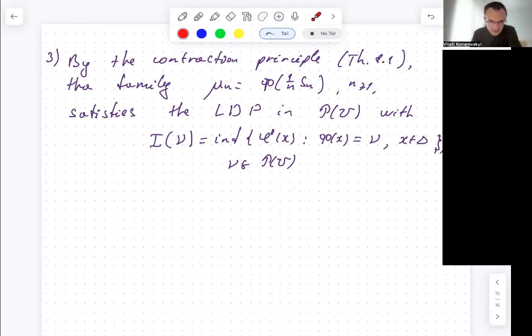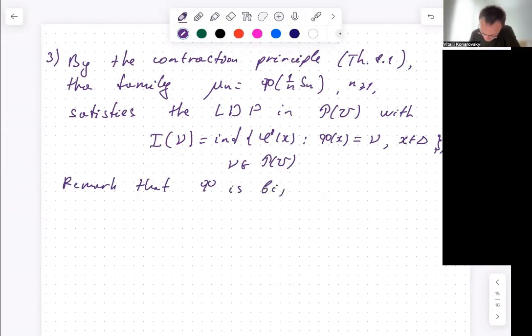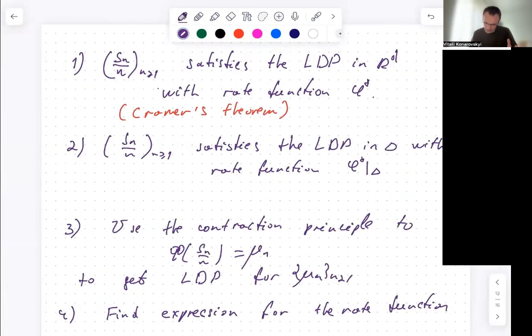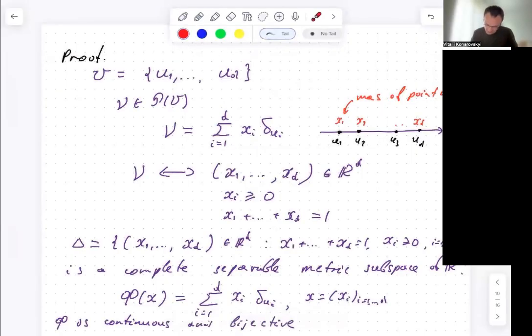Let's remark that phi is a bijective map. Therefore, when nu is fixed, we know what x is. Then this x is equal to phi to the minus 1 of nu. If you go back to the picture we had about this identification, you see nu is identified with masses.